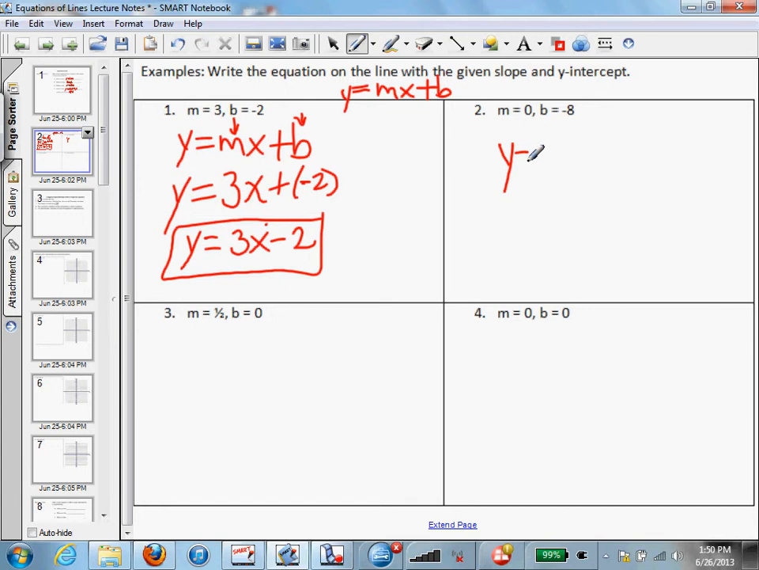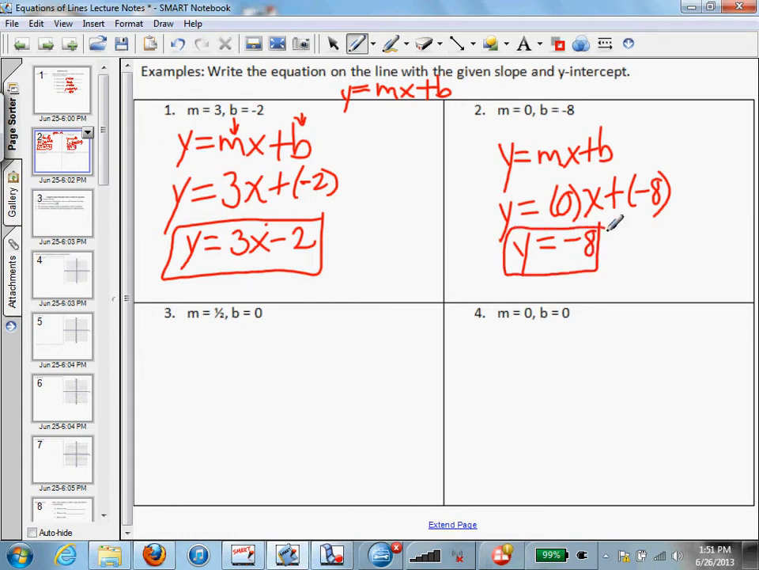Okay, here, y equals mx plus b. We have y equals 0 in for m times x plus a negative 8. We simplify, we have y equals 0 times x is 0, and then we're left with just y is negative 8.